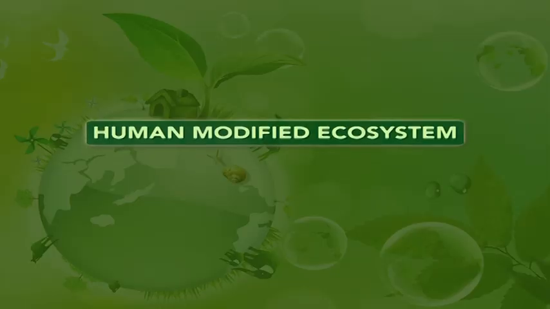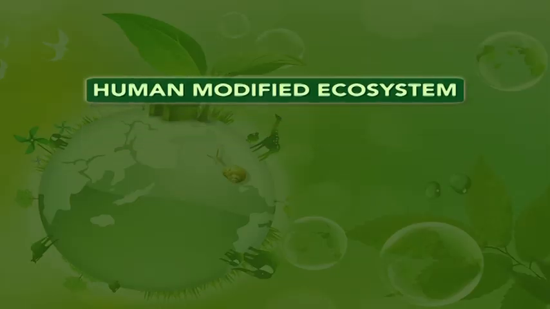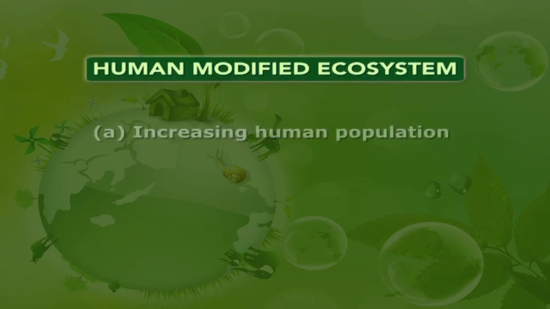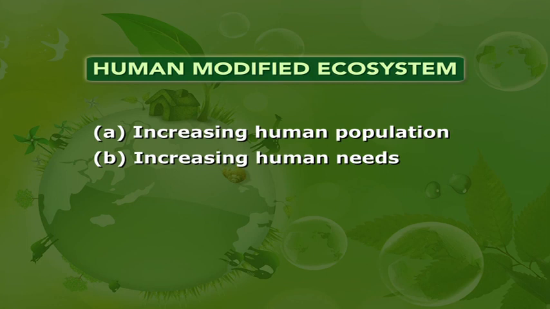The greed and necessity of human beings has modified and altered the natural ecosystems greatly. The main reasons for the modification of natural ecosystems are: first, increasing human population; second, increasing human needs; and third, changing lifestyles. Human modified ecosystems may or may not depend directly on solar energy.